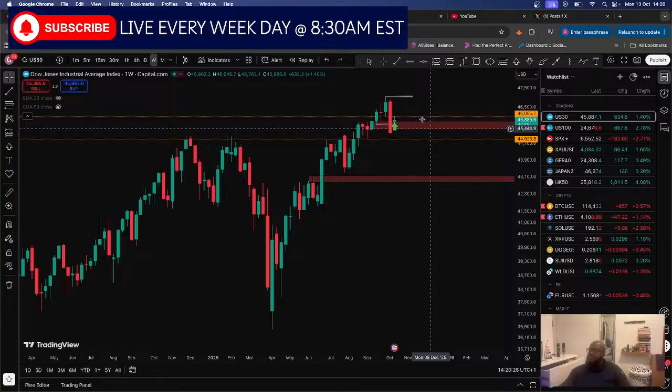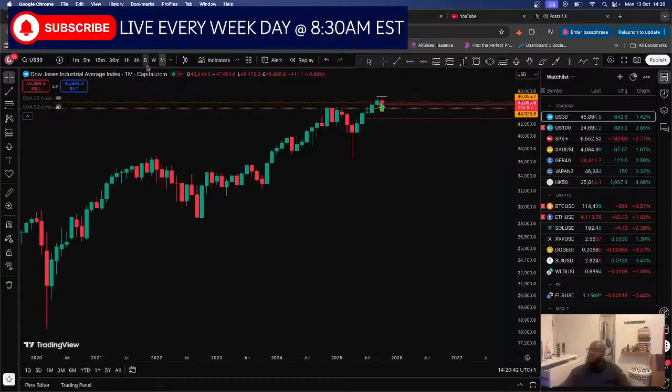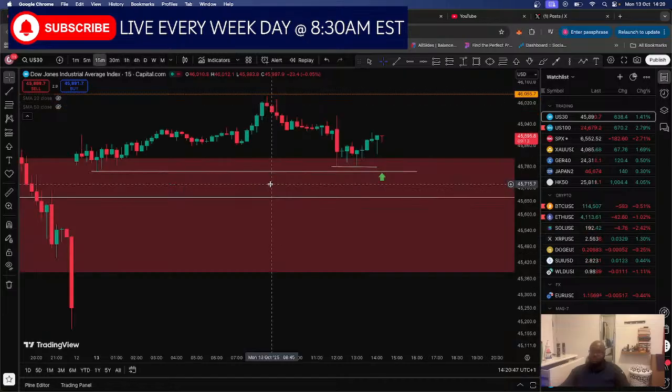It's going to re-engulf this candle. It's going to push the monthly chart back into green, and then we're going to see this market bubble up over the next couple of months. But it all starts today.